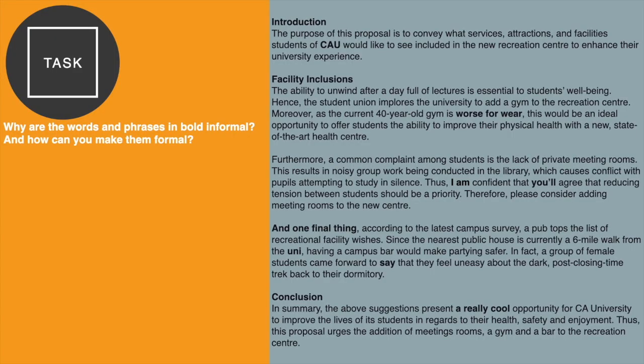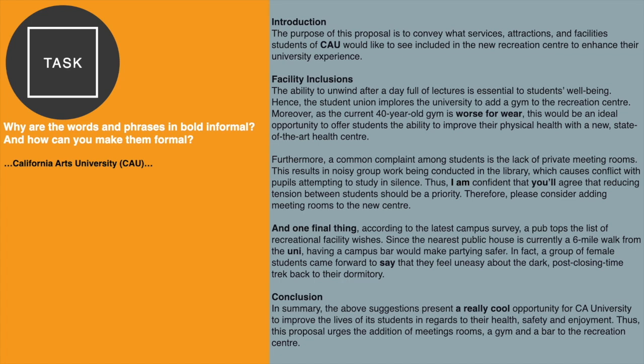Now it's time for the final task. Why are the words and phrases in bold informal? And how can you make them formal? So pause the video and press play when you're ready to continue. Let's look at the first one. So instead of CAU, we could write California Arts University, and then in brackets, put the acronym.